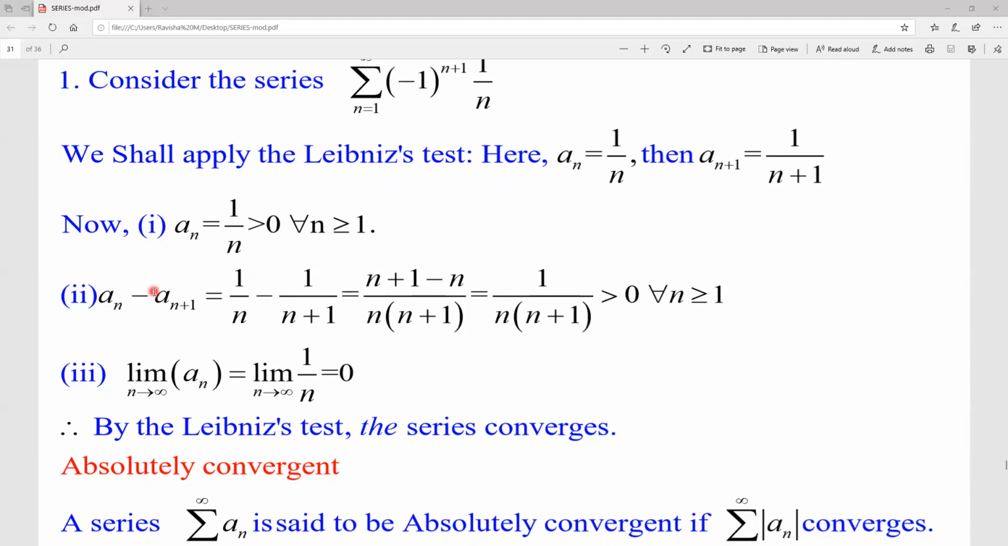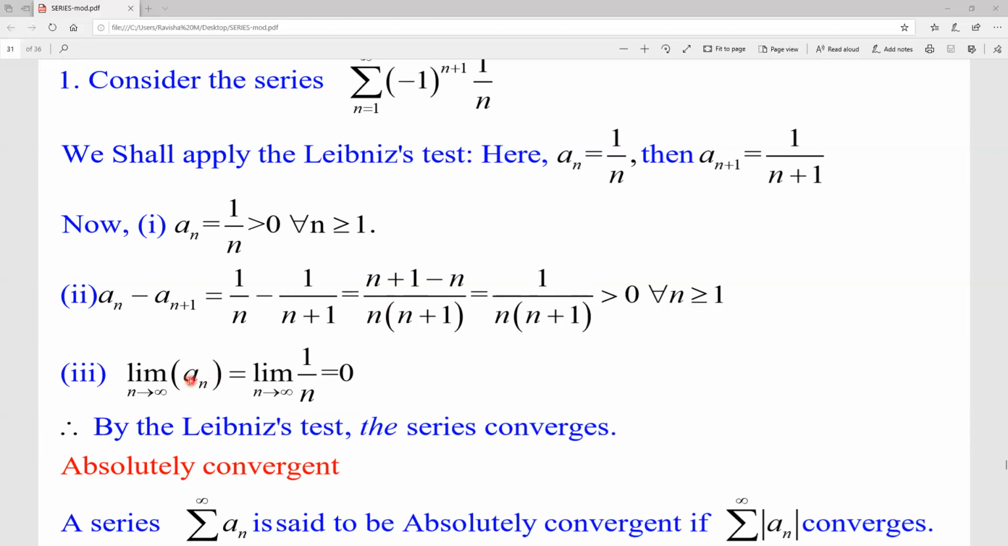Let us take the second condition of the Leibniz theorem: a n minus a n plus 1. Consider this: a n is 1 by n, a n plus 1 is 1 by n plus 1. Let us take the LCM, n into n plus 1. Cross multiply: n plus 1 minus n. N minus n gets cancelled, giving 1 by n into n plus 1, which is positive for all n greater than or equal to 1. For example, n is 1: 1 by 1 into 2 is positive. Like this, for all n greater than or equal to 1, it is positive. So the second condition is also satisfied.